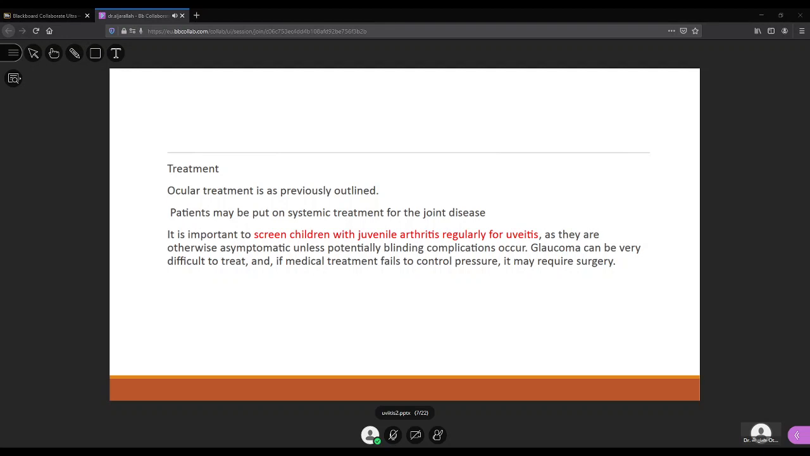So it's important to screen children with juvenile arthritis regularly for uveitis, as they are otherwise asymptomatic unless a potentially blinding complication occurs. Glaucoma can be very difficult to treat and may need surgery.